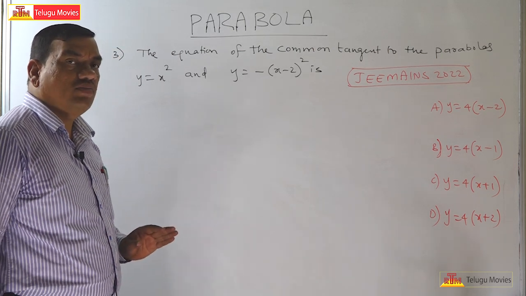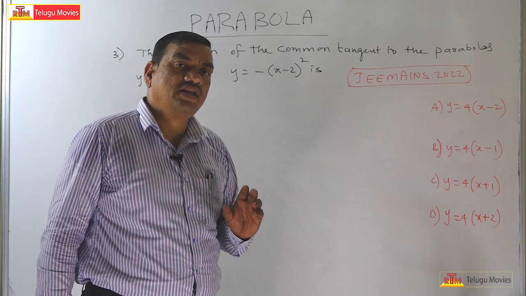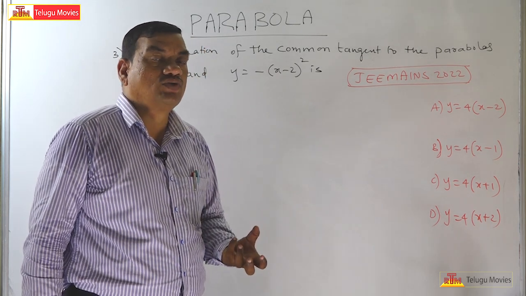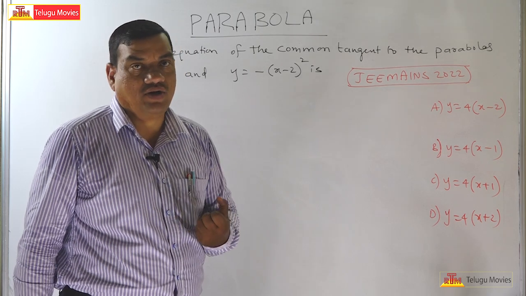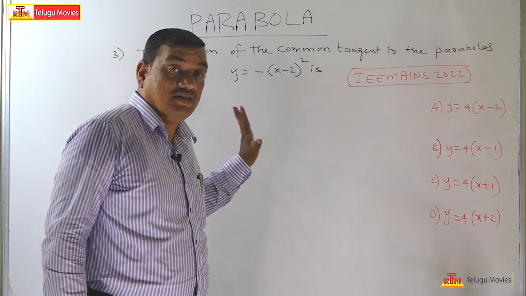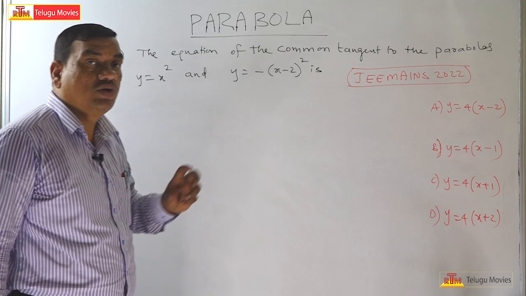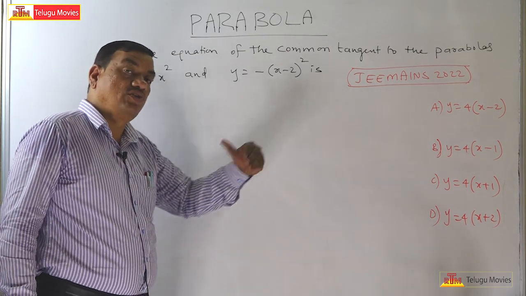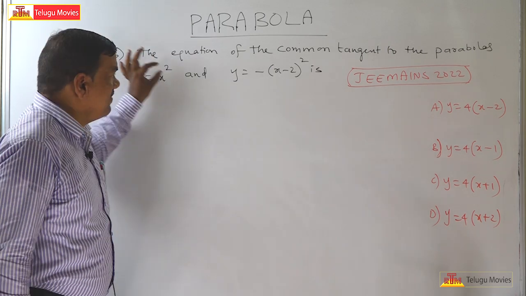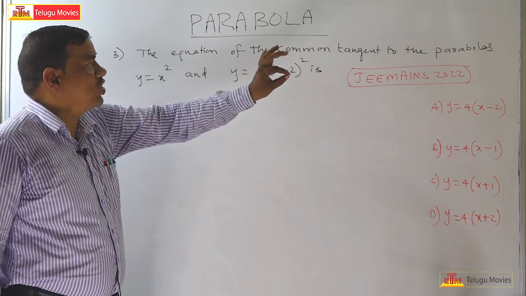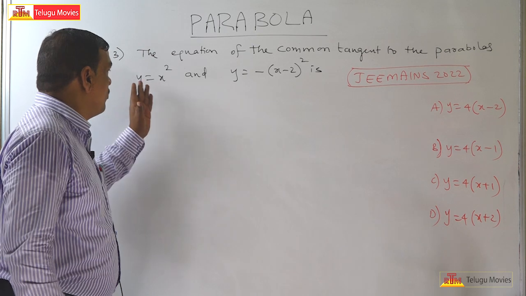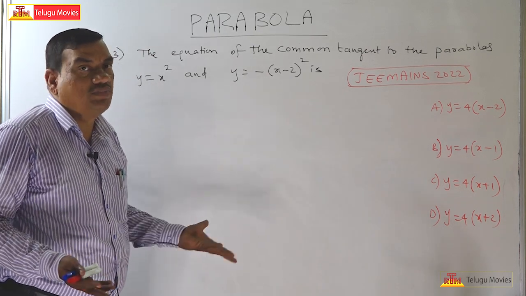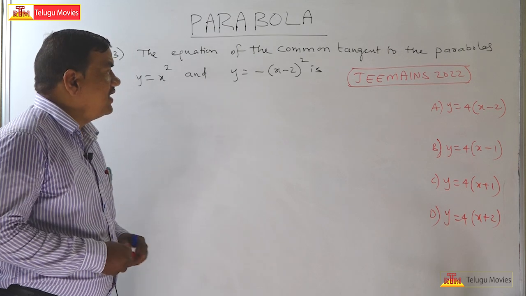There are certain problems in which it is very difficult to understand the problem, what is the given data, what we have to find out. But there are certain problems in which you can understand the problem very easily. So, the solution is a different matter. The question is very clear. There are two parabolas, and we have to find out the equation of the common tangent. Okay, now let us see that.